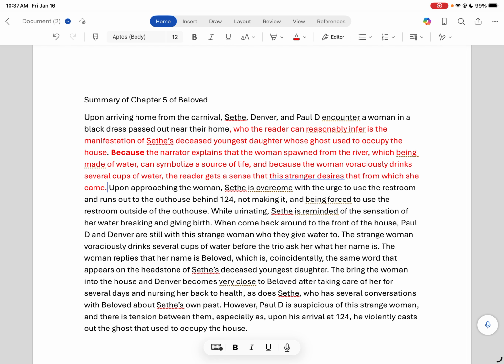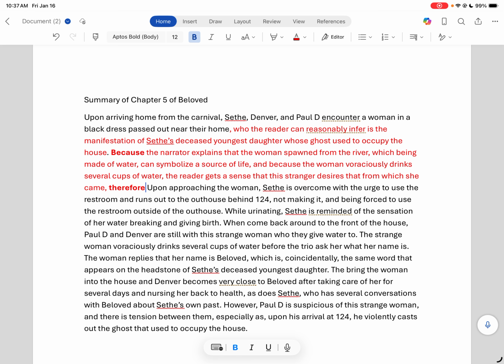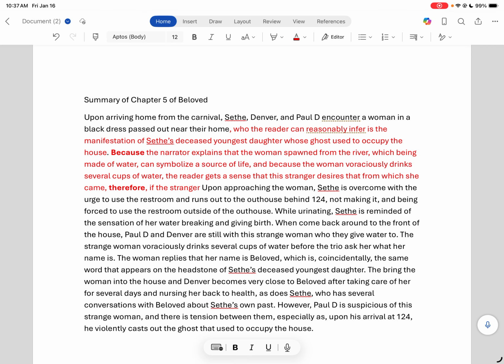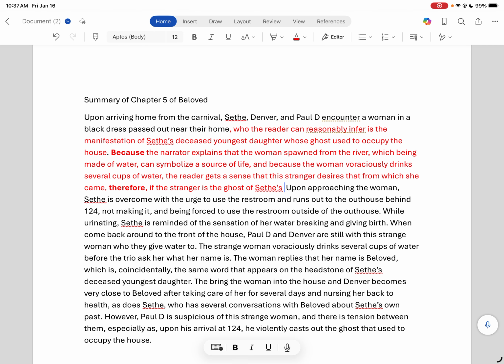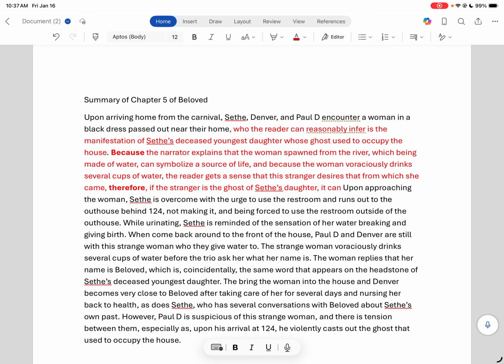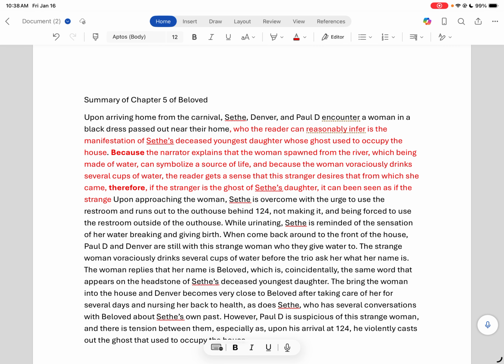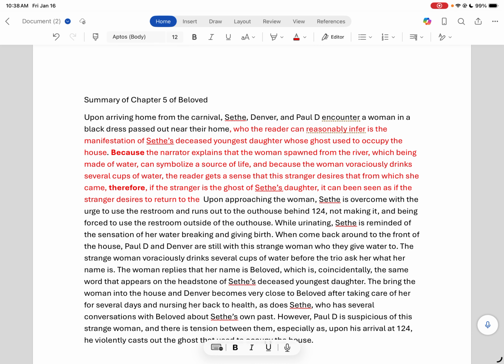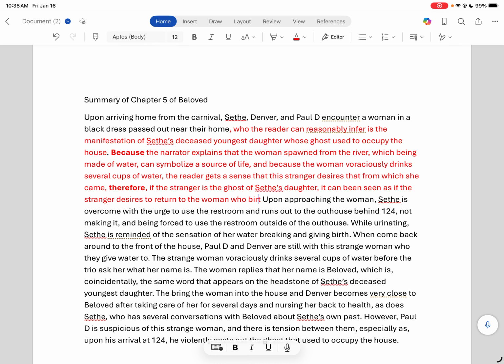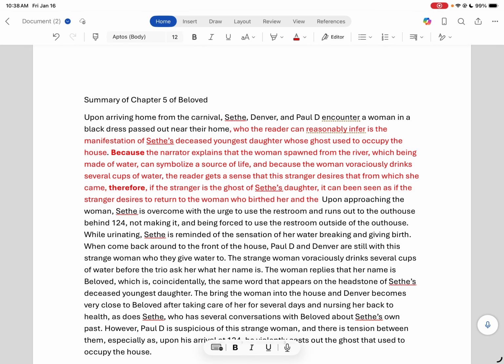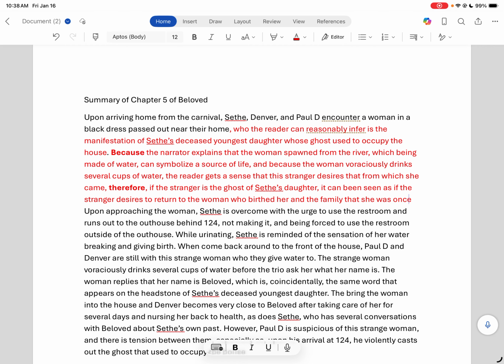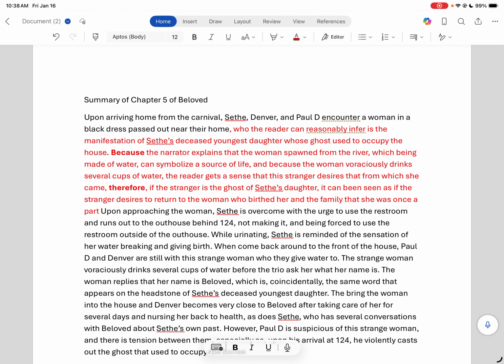So I'm going to add another BTS FUD here. Instead of ending the sentence there, I'm going to say therefore. So because, therefore, if the stranger is the ghost of Setha's daughter, it can be seen as if the stranger desires to return to the woman who birthed her, and the family that she was once a part of.